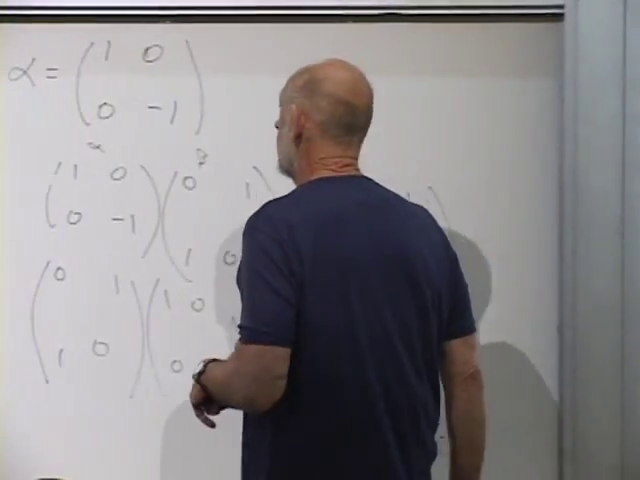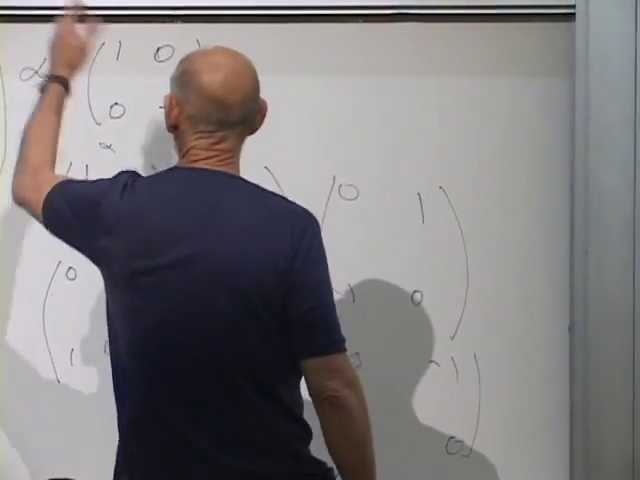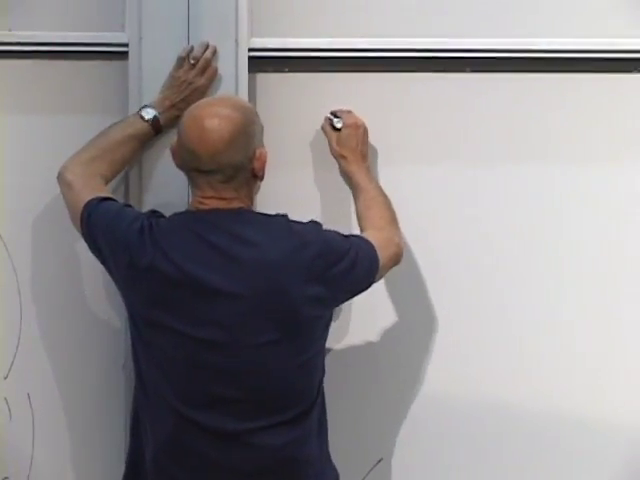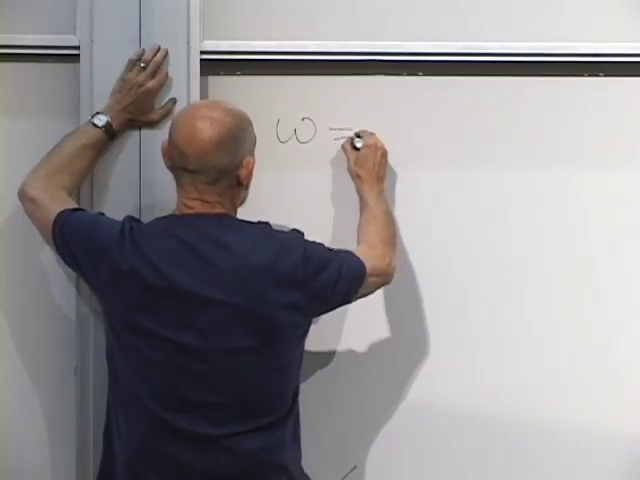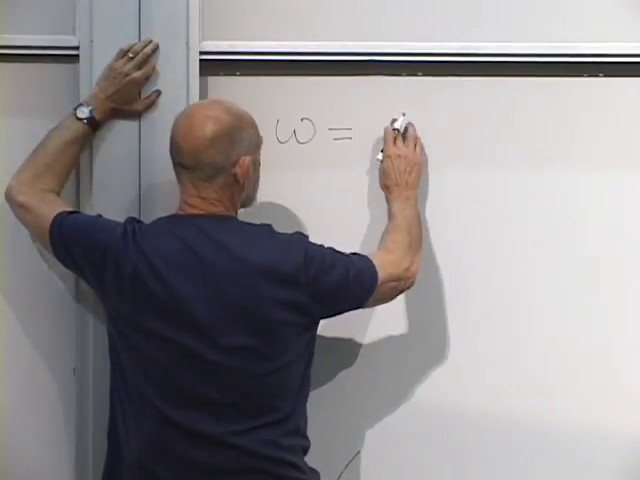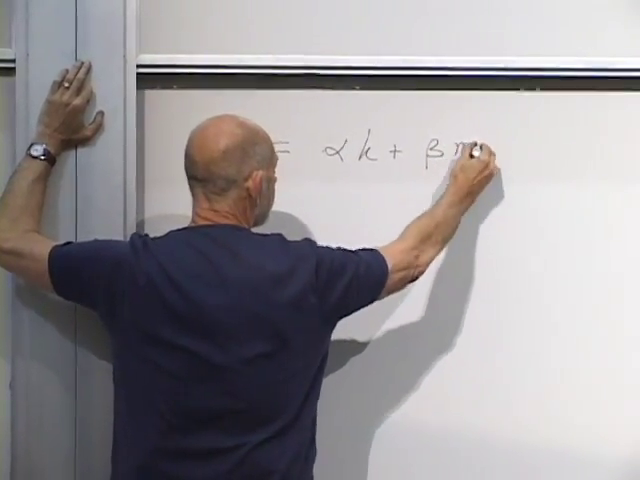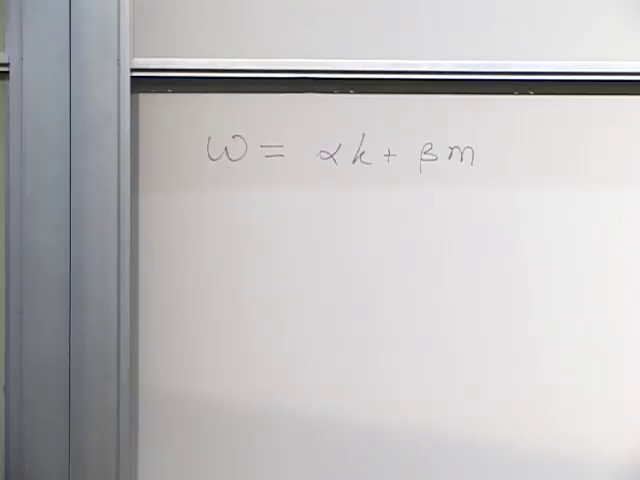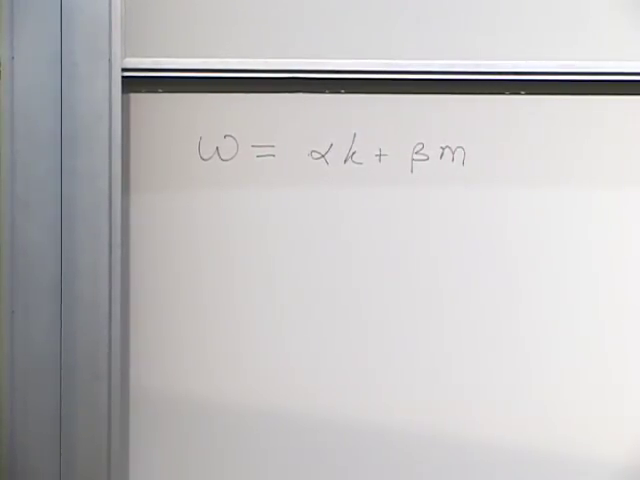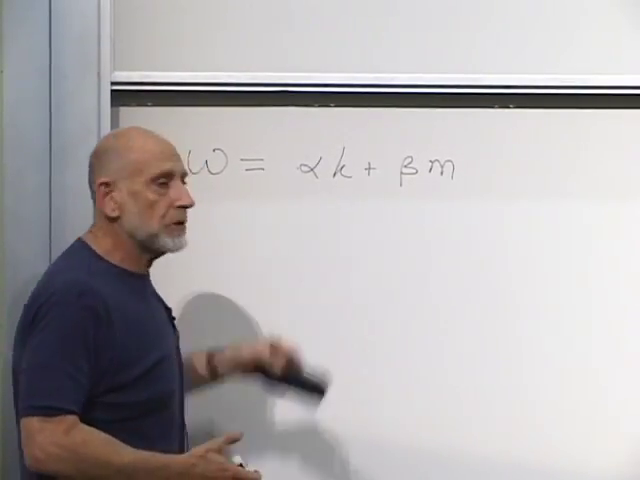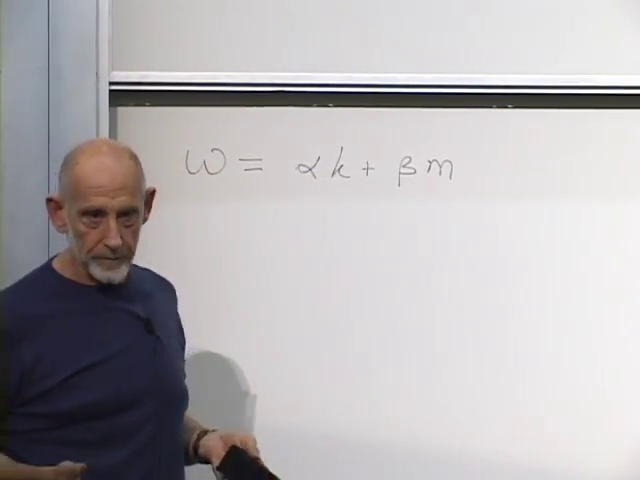Okay. To let the momentum be equal to zero, where is our equation? Our equation was omega equals alpha k plus beta m. Let's just manipulate it at this level first, and then we'll write down what the equation of motion is. Setting the electron to be at rest is the same as setting its momentum equal to zero.